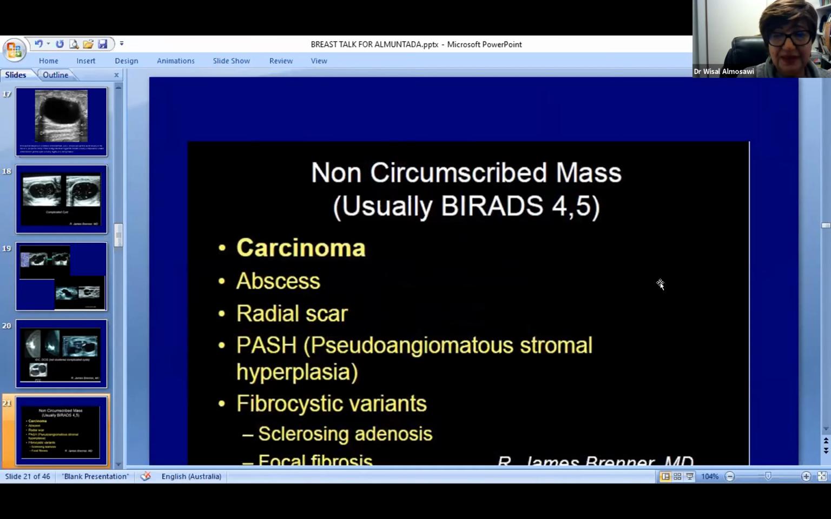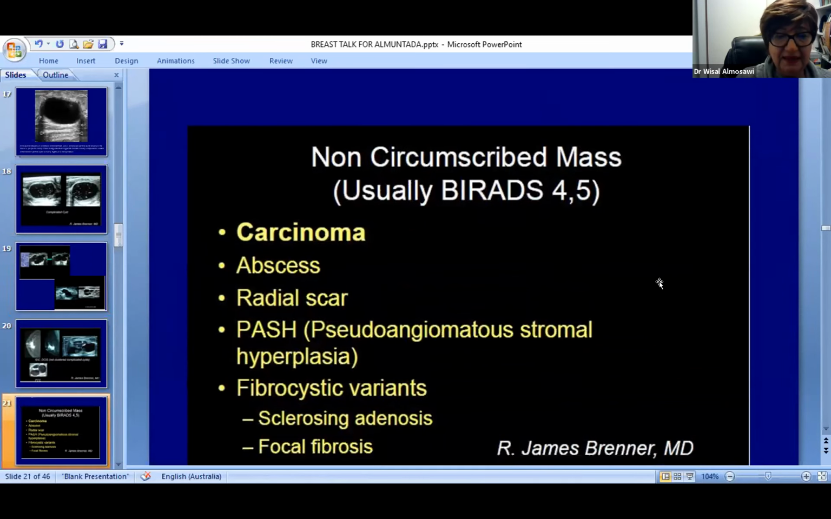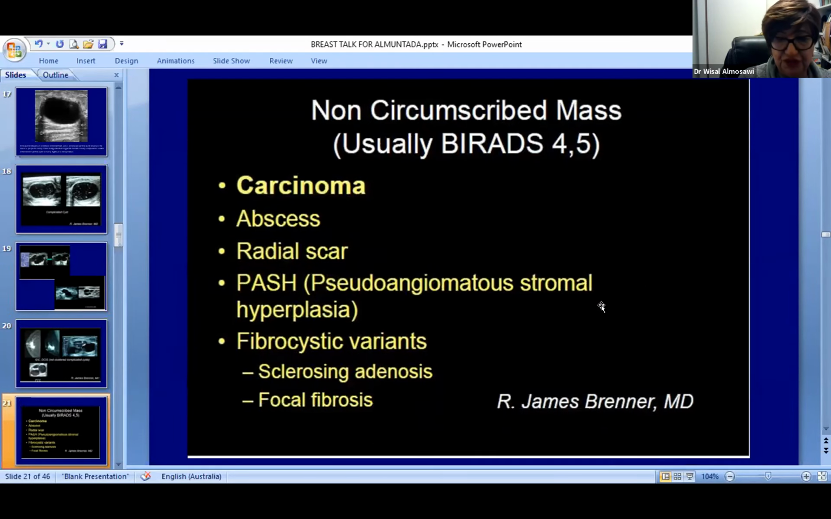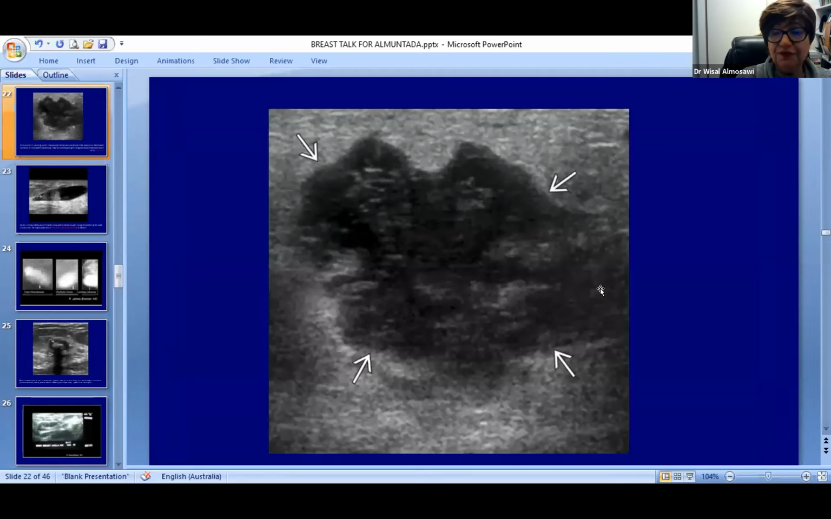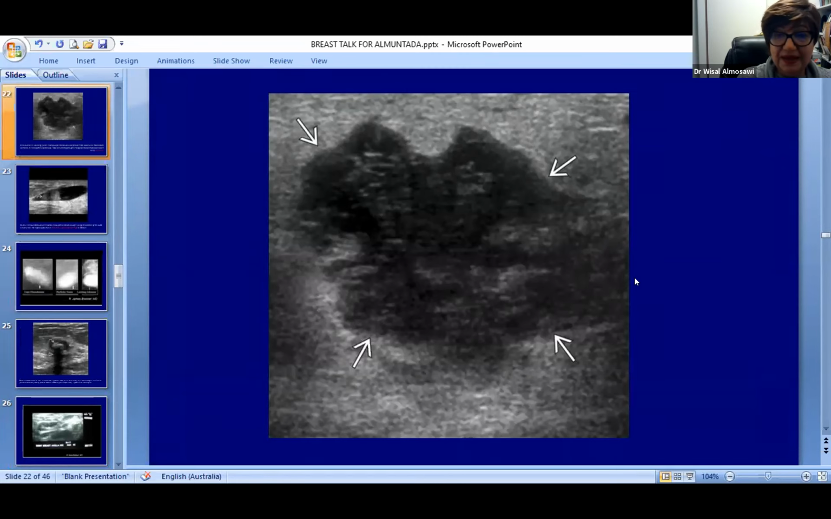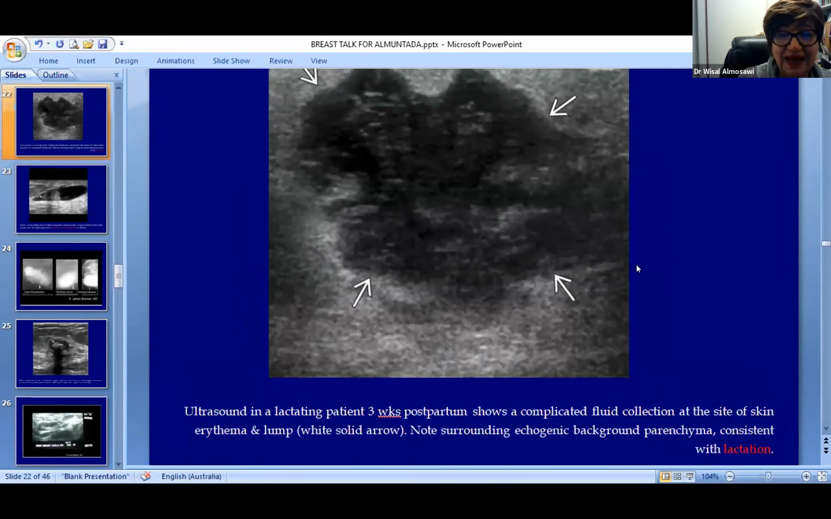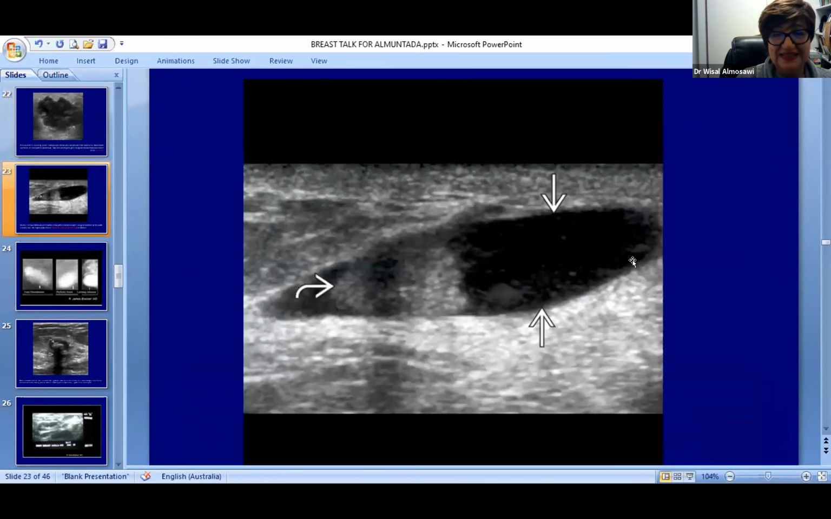Non-circumscribed lesion, it's usually the bad guys, carcinoma, but it could still be due to abscess, radial scar, or fibrocystic changes. So for example, this looks ugly to me. It's irregular in outline, it's lobulated, it's heterogeneous, but this ended up to be just a lactating adenoma. And that's why we have to biopsy these.